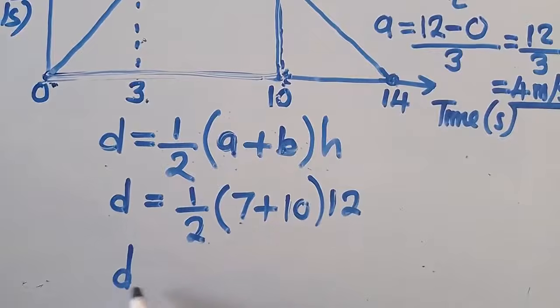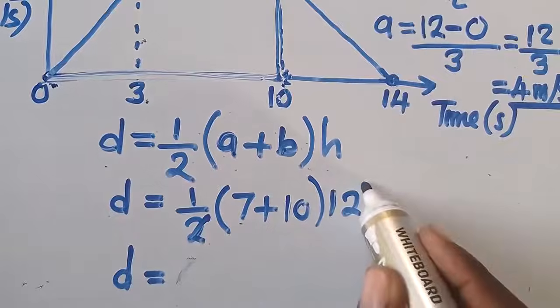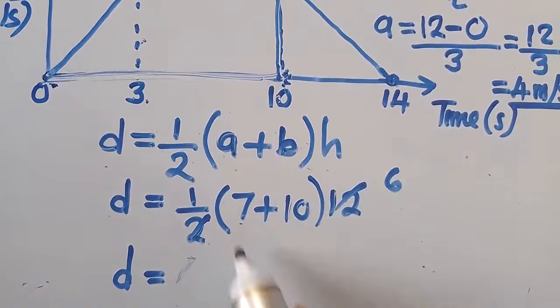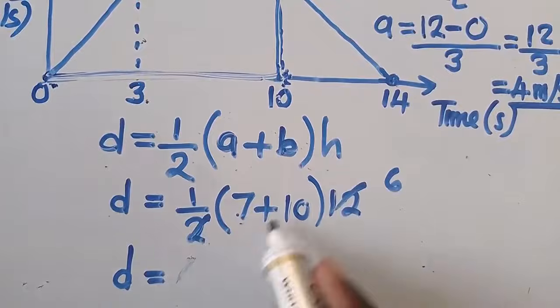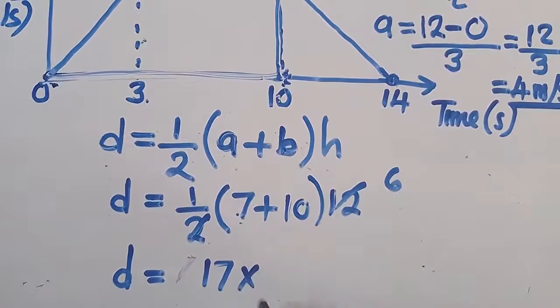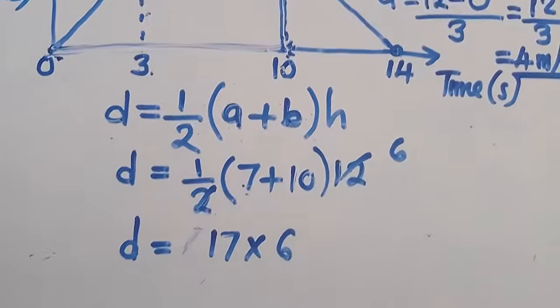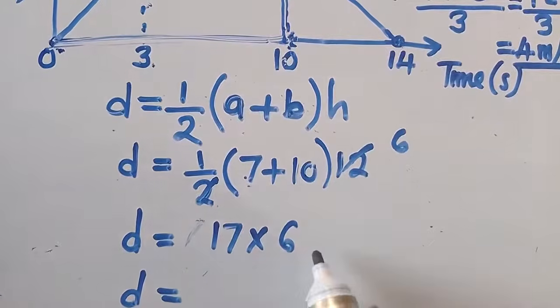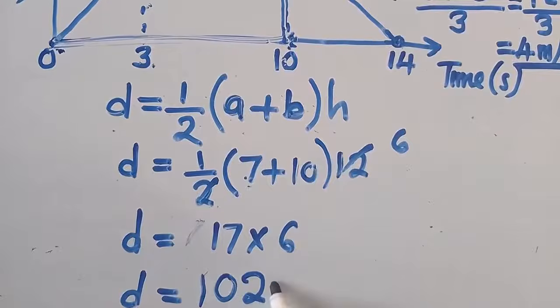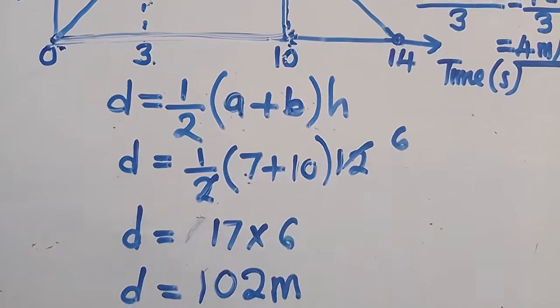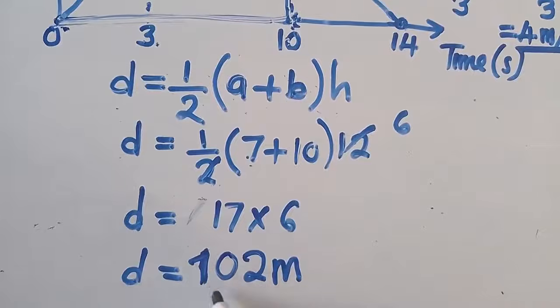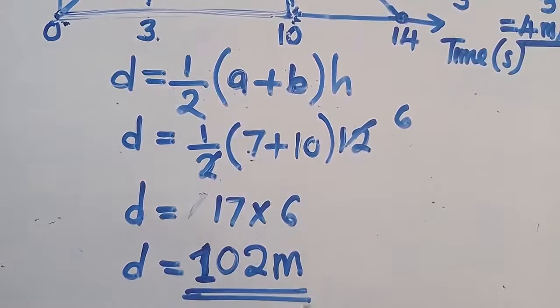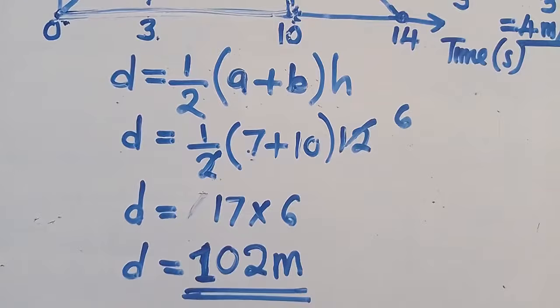This is equal to half. So I can go direct where I say 2 there it is 1, 2 there it is 6. So this plus that, I'm going to have 17. So 17 multiplied by the 6 that is there. So what is my answer? Let's conclude and say 17 times 6 is 102. Then you know meters are the units for distance. So 102 meters. This is your answer. This is how you need to work out this question.